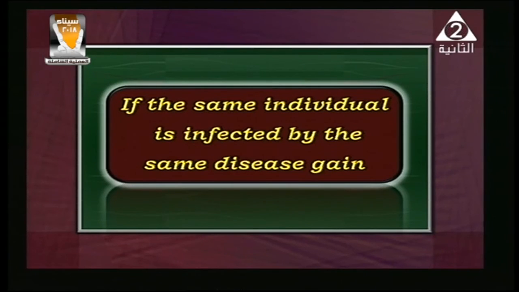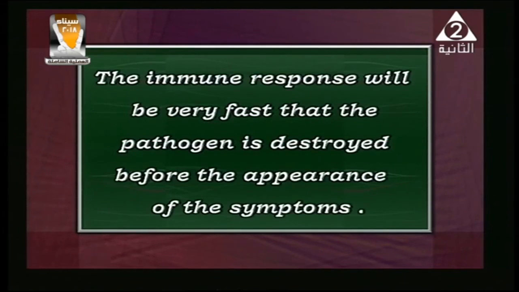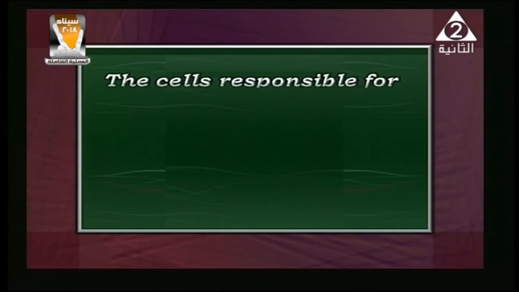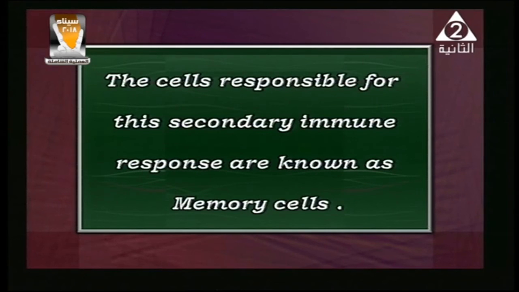So we need here to lessen the time of infection and at the same time the time of healing. The immune response will be very fast, so that the pathogen is destroyed before the appearance of the symptoms. That is what happens in the second stage. The cells responsible for the secondary immune response are known as what? The memory cells. Do you remember that?